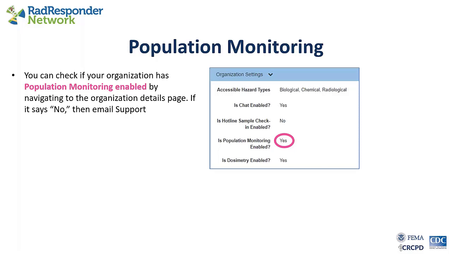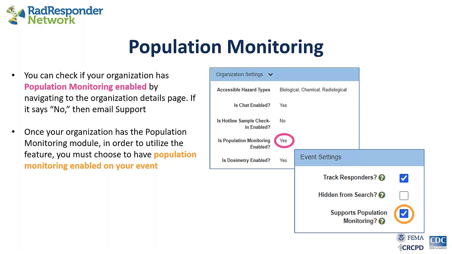If you do not have it enabled, you can email us at support@cburnresponder.net and we'll make sure to enable it for you before the start of the drill. Once your organization has the population monitoring module enabled, you will see that there is an option to turn that population monitoring feature on for an event. So if you go into create an event and you go to the event settings, you'll see an additional checkbox, which we have outlined in orange here, that says supports population monitoring.